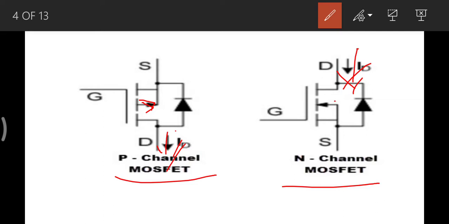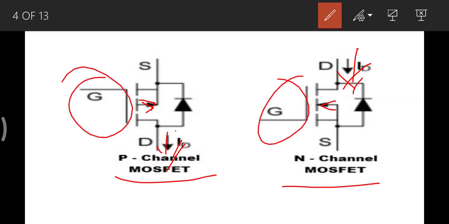If this arrow mark is away from the source, it is considered an N channel MOSFET. This gate is common for both the P channel MOSFET and the N channel MOSFET. Why are we using this gate? For the forward conduction state of this MOSFET.